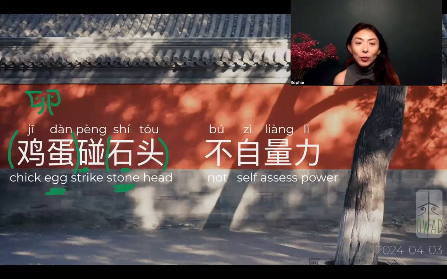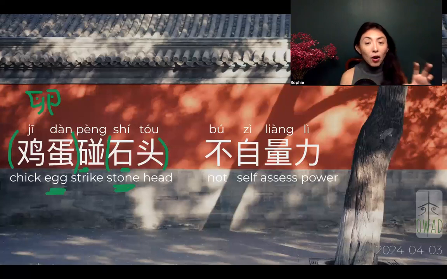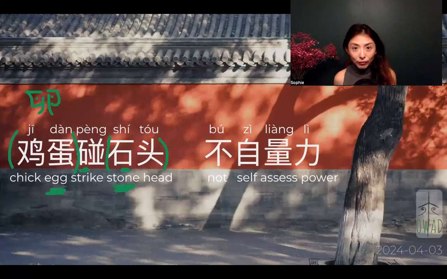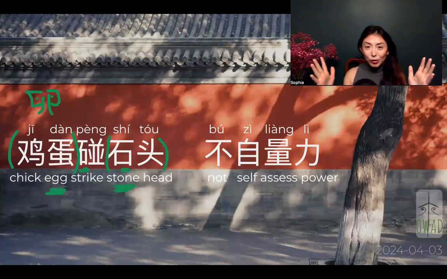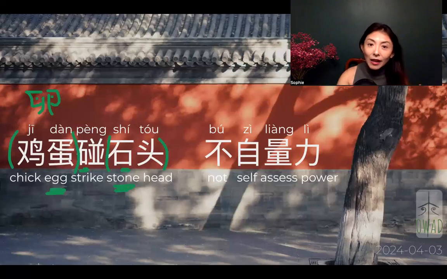However, in the sentence, we say 鸡蛋碰石头. We start with 鸡蛋. We're using the egg. So this egg becomes the first perspective, as if we are thinking from the perspective of the egg. The egg initiates the action of going to hit onto the stone. So that's the full story. The egg is the one who wants to do this. And 不自量力 is the result.